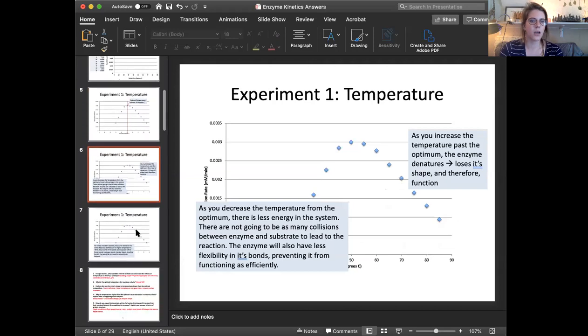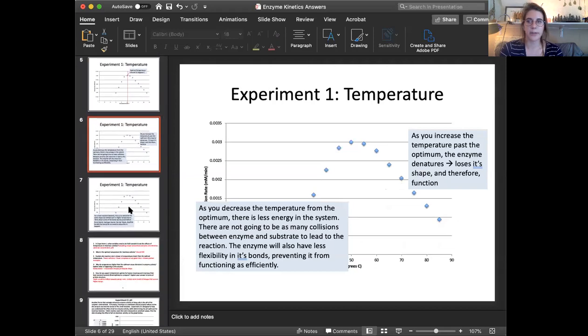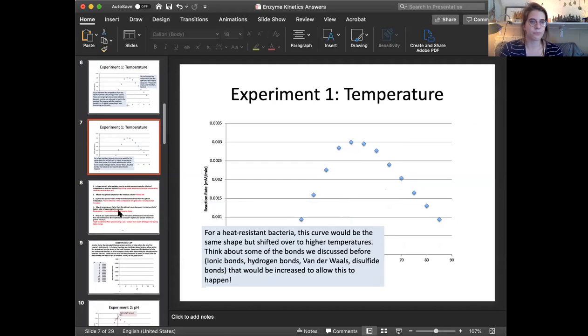I'm going to post this. I'm not going to read these paragraphs, but it's essentially just what I just talked about. Heat-resistant bacteria, we talk about extremophiles, right? So we wanted to guess what would happen to this graph. Hopefully you made a prediction. What we would expect to see is that the graph would just be shifted along the x-axis. So we would see that the optimal temperature is at a much higher temperature than a typical enzyme. But we're still going to see that same shape. So the pattern itself is not any different.